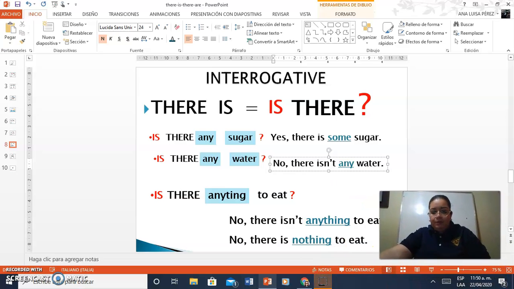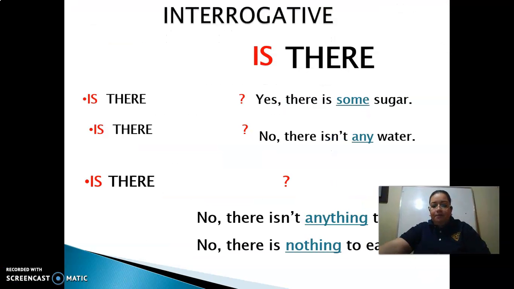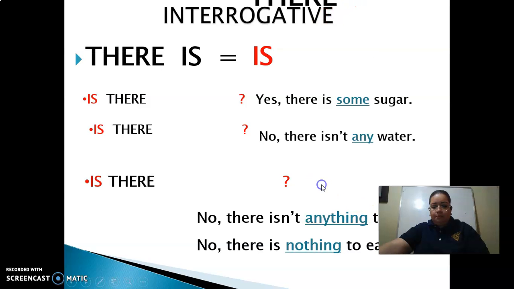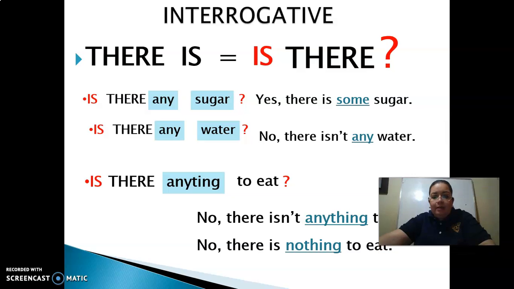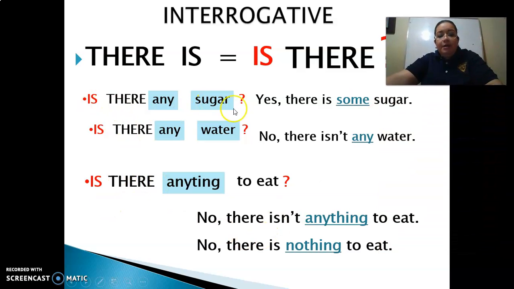Okay, I'm sorry about that. Listen, so I'm going to go like, is there any sugar? Yes, there is some sugar. In the case that you don't have, you can say, no, there isn't any sugar. And then, is there any water? No, there isn't any water. Or if there is a case that you have water, you can say, yes, there is some water. Or yes, there's water.